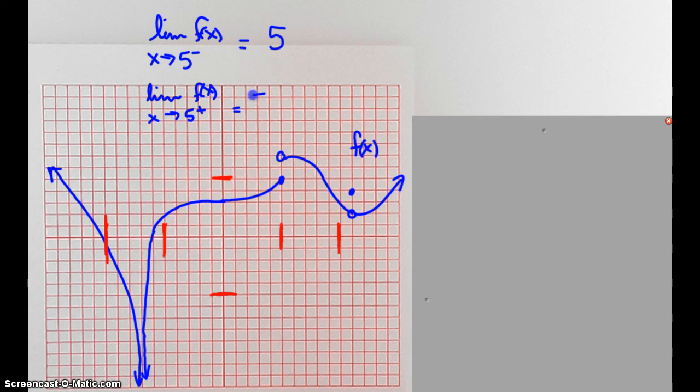Yes. That limit is 7. I'd like you to look at another point. What is the limit of f of x as x approaches 11 from the left? Good, you're getting better at this. 2. And what is the limit of f of x as x approaches 11 from the right? Good, that is also 2.